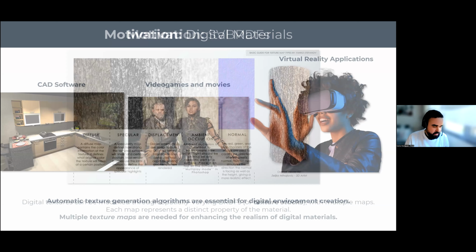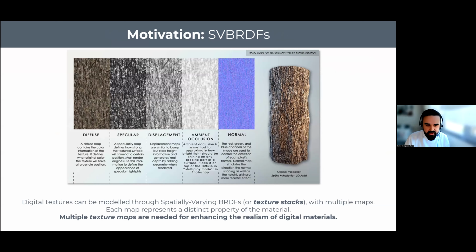One important thing to consider when using textures in these kinds of settings is that you typically need multiple maps to represent the material. This is known as spatially varying BRDF or texture stacks, which is just a collection of maps, each of which is an image, and each map represents a different property of the material. For example, the normal map represents the microgeometry of the material, the diffuse or albedo map represents the color, the specular map represents the specularity of the material.